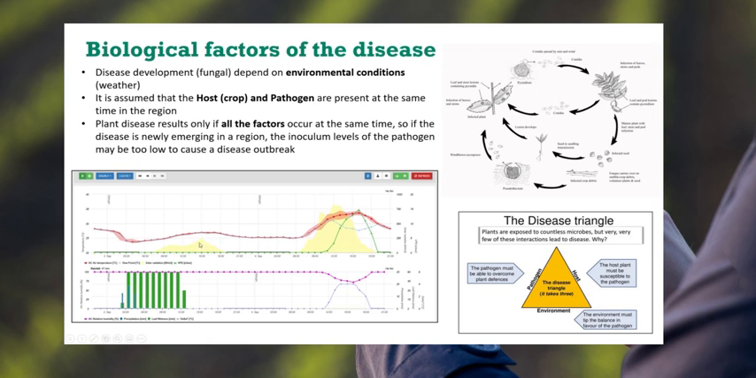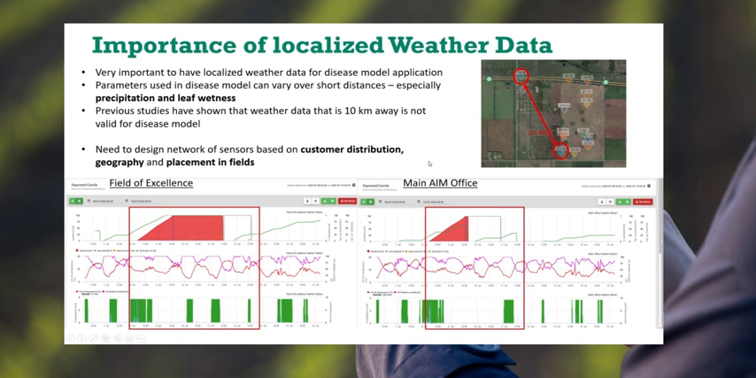So things like the temperature, the humidity, leaf wetness, precipitation, sometimes soil temperature are critical to understand the disease cycle going on for the particular crop. In this case, you're looking at initial infections from the pycnidia to secondary infections throughout the year from the conidia as well. So it's very important to have localized weather data.